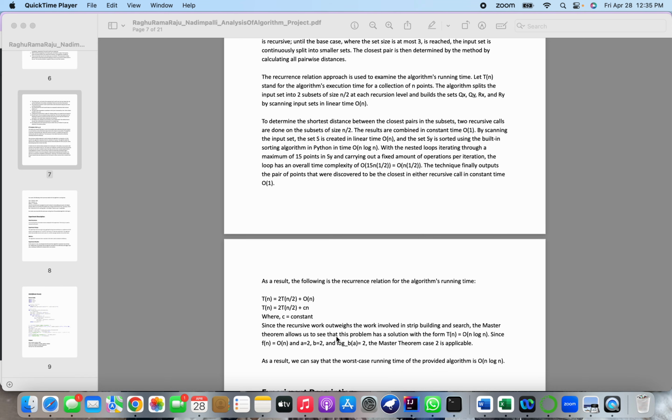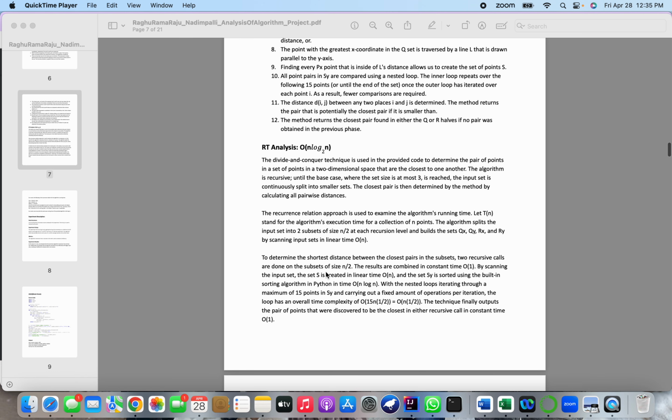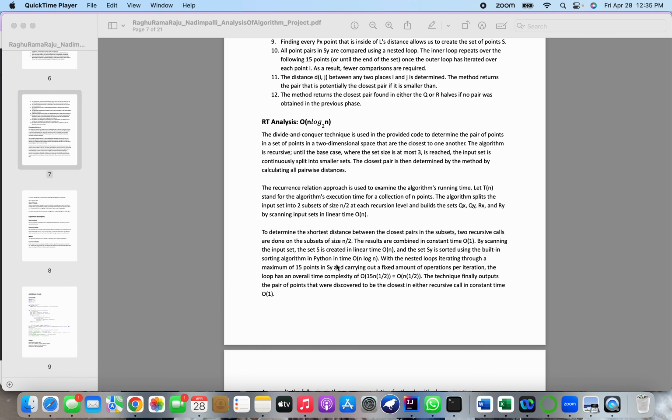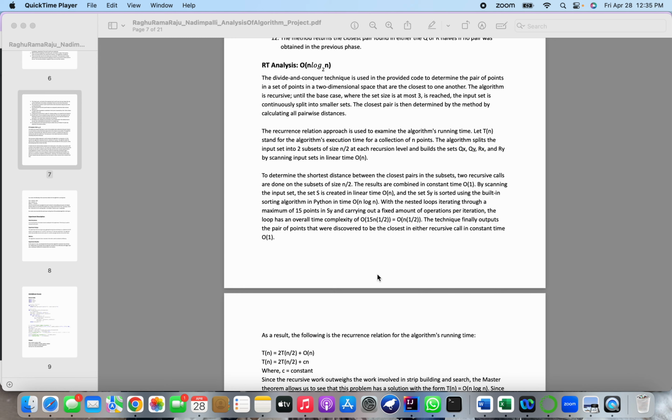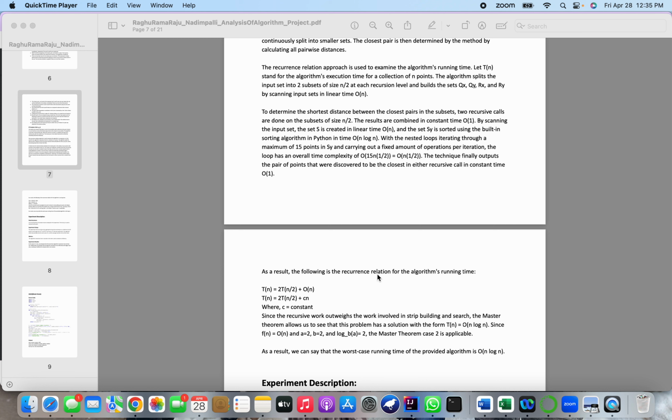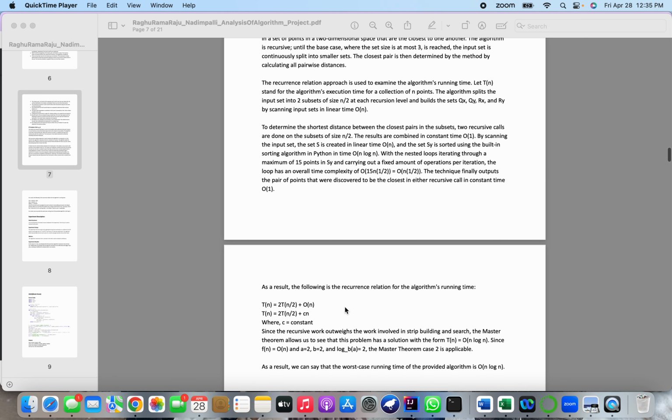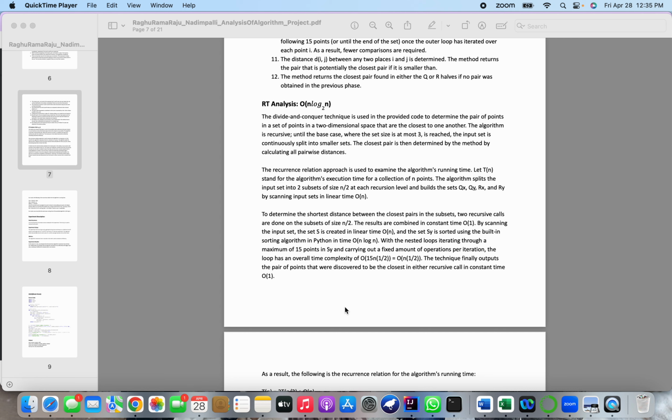And the running time analysis is simple, because we are dividing it into two halves. It will be two subsets of size n by 2. So a equals 2 and b equals 2. So using the master theorem case 2, it is applicable that T of n equals 2 T of n by 2 plus c of n. So the complexity is proved to be O of n log 2 n.